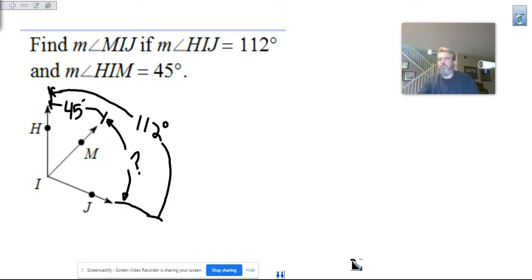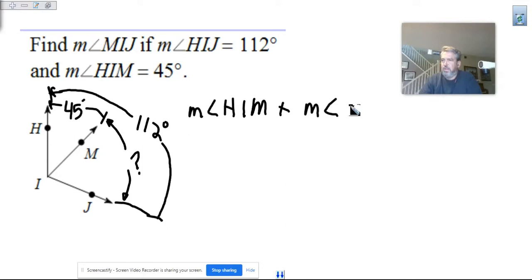Now, just using the simple knowledge that these two angles add up to 112. Okay, now I could write the large sentence, measure of angle HIM plus the measure of angle MIJ, and let me capitalize that, will equal the measure of angle HIJ.